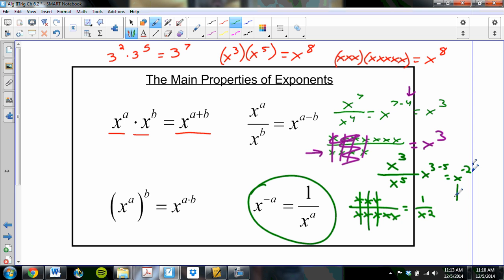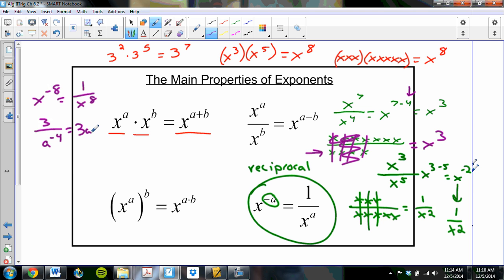And that's what this property here is saying. X to the negative 2 is really 1 over x squared. A negative power does a reciprocal. It flips the thing over. So like if I had x to the negative 8, it becomes 1 over x to the 8th. And if I had 3 over a to the negative 4, well, this a to the negative 4 is on the bottom of the fraction. The negative power flips it and moves it to the top. So it becomes 3a to the 4th.